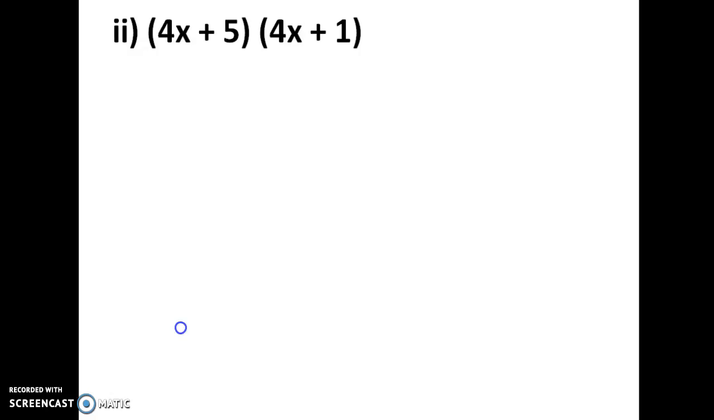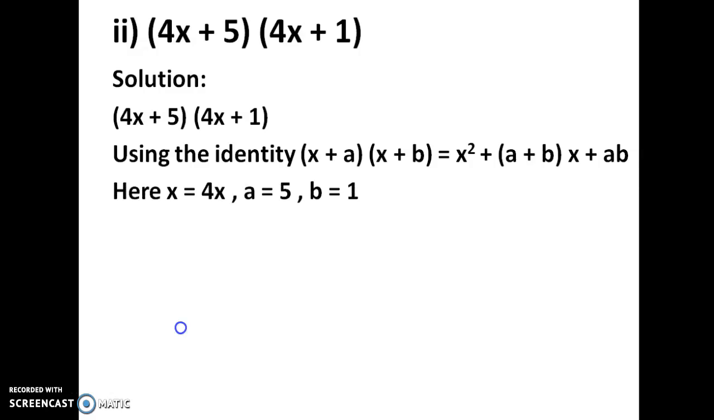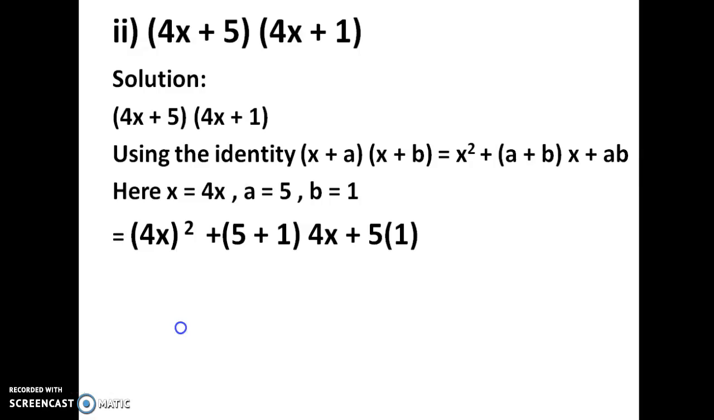Then this also, same identity under the same problem only. So you have to write the identity and what is x? x is 4x and a is 5 and b is 1. Okay, put it in the identity. So 4x the whole square. After substituting, simplify. So 4x the whole square.